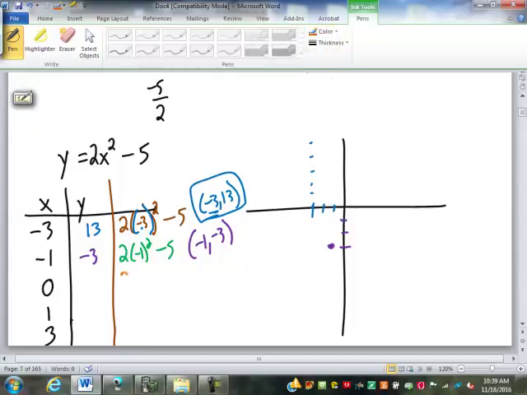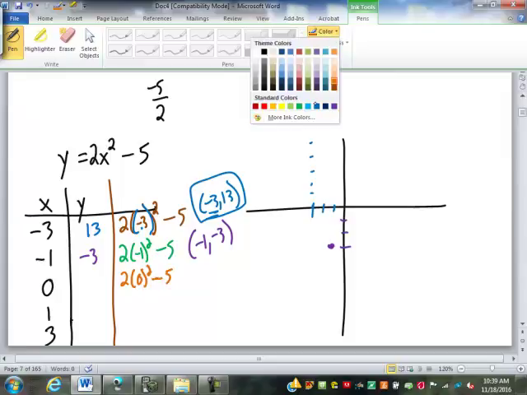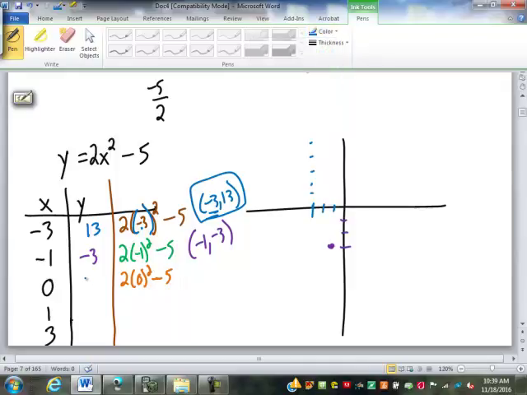If x is 0, y is 2 times 0 squared minus 5. Well, 0 squared is 0. 2 times 0 is 0. Minus 5 gives us -5. So that gives us the point when x is 0, y is -5. So 0, -5, right there.